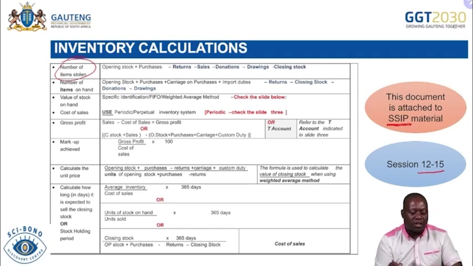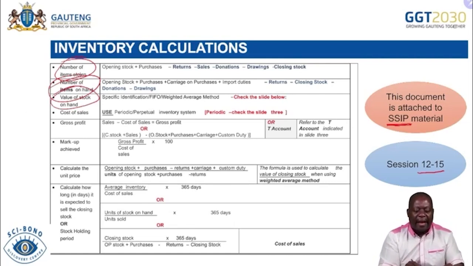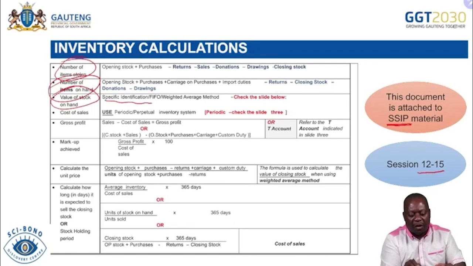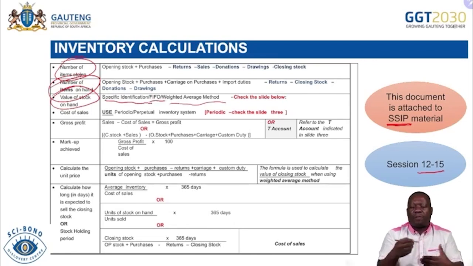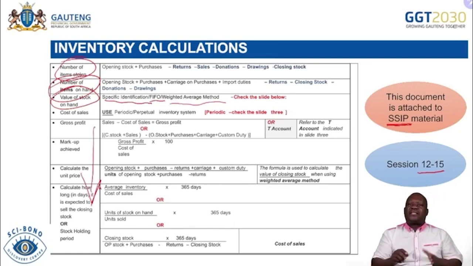How do we go about it? The number of items on hand. How do we go about it? The value of stock on hand. And then we also look into the methods to say, which method are you using? Specific identification, FIFO, weighted average, among others, and all other items that we are going to need. That summarizes the whole part of the syllabus. Please take note of that.